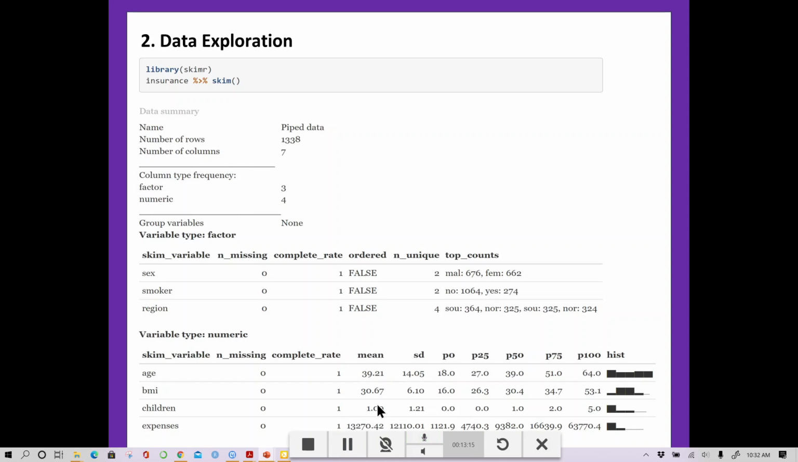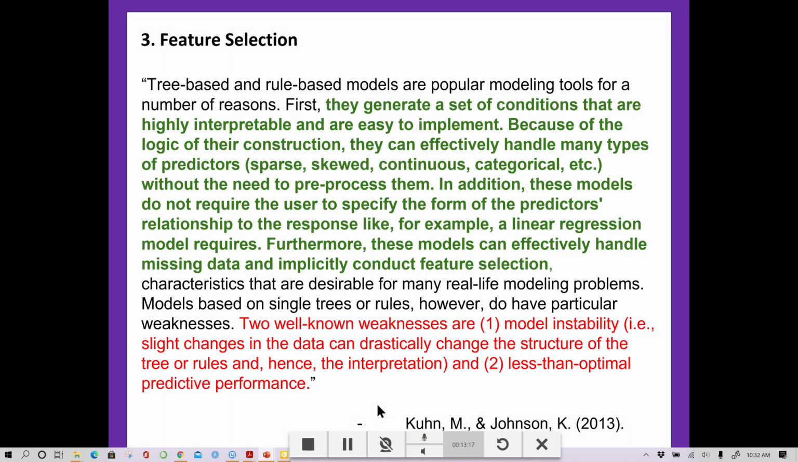So, with that said, we reckon with the details of Max Kuhn and Kjell Johnson in 2013 in the book Applied Predictive Modeling, which has the following good things to say about tree-based and rule-based models. The first being that they generate a set of conditions that are highly interpretable.